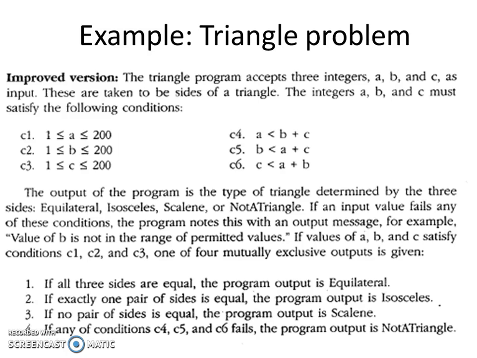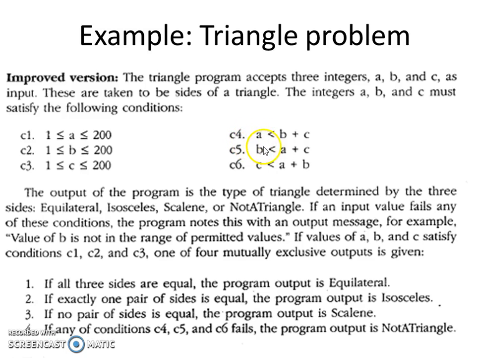Condition 1 is that the value a should lie between 1 and 200. Condition 2 corresponds to value b, which has to lie between 1 and 200. And condition 3 specifies that the integer c has a value between 1 and 200. The next three conditions, namely C4, C5 and C6, tell us that one side of the triangle should be less than the sum of the other two sides.